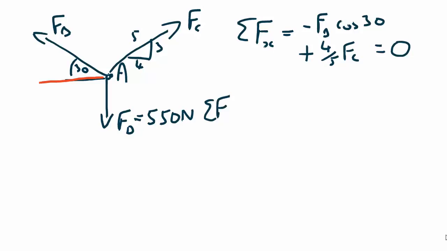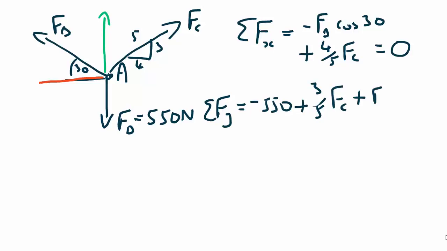And then the sum of the forces in the y direction, we're going to have minus 550, because the 550 is acting downwards. We're going to have a component of FB and FC acting upwards. So we'll call that plus 3/5, should be a 3, sorry. It's terrible writing. Plus FB sin 30, that should be a 30, that angle.